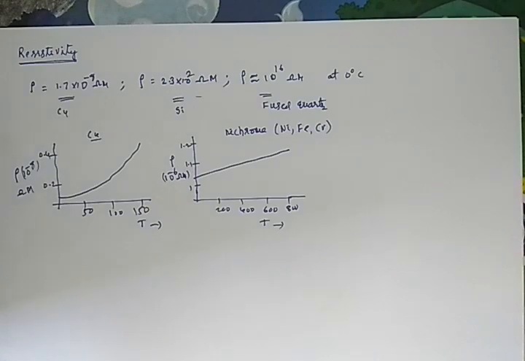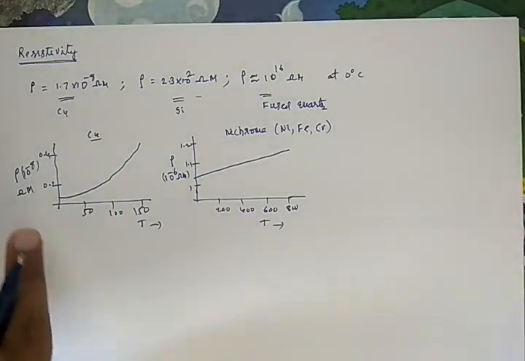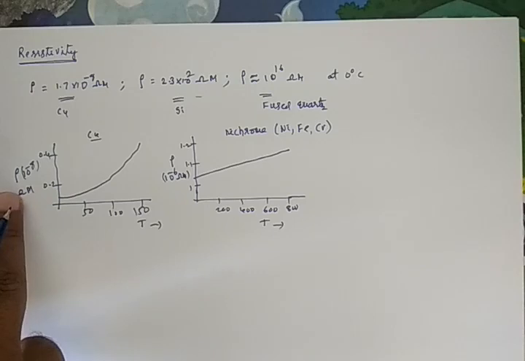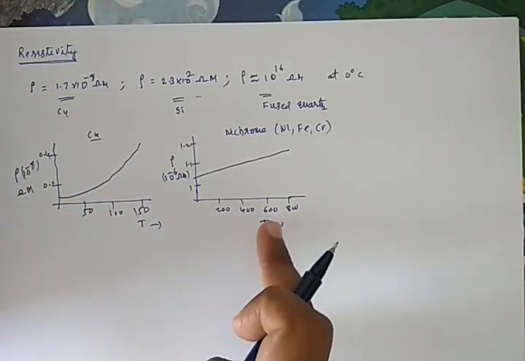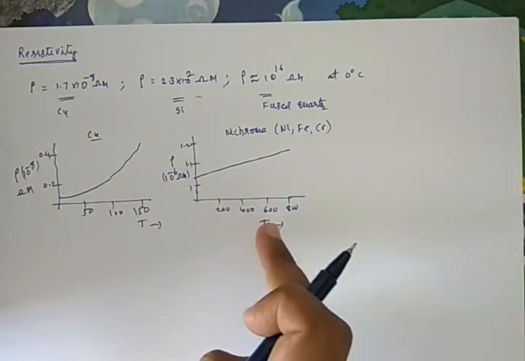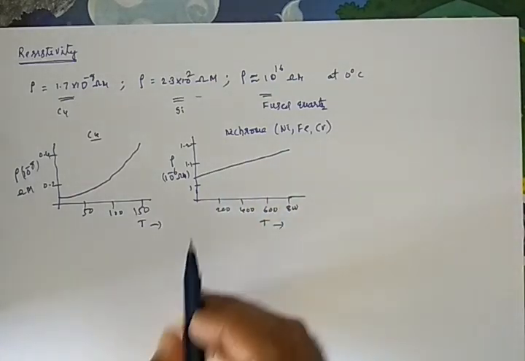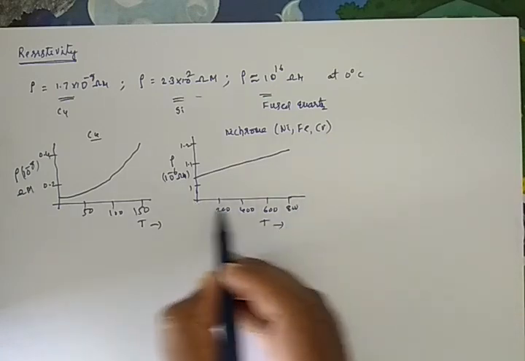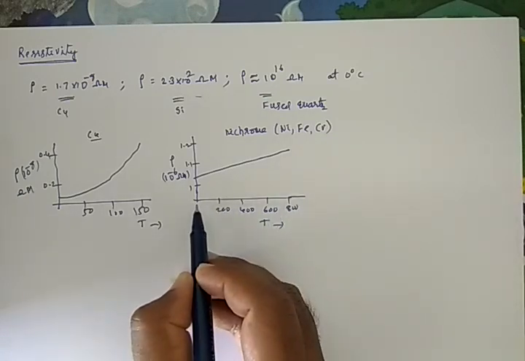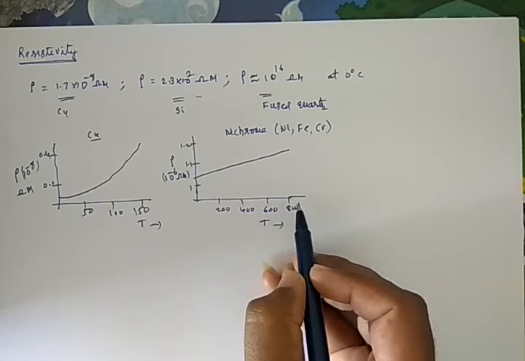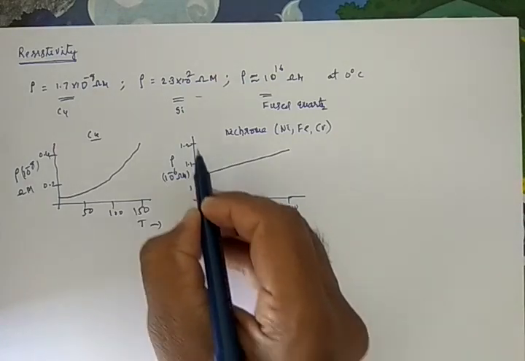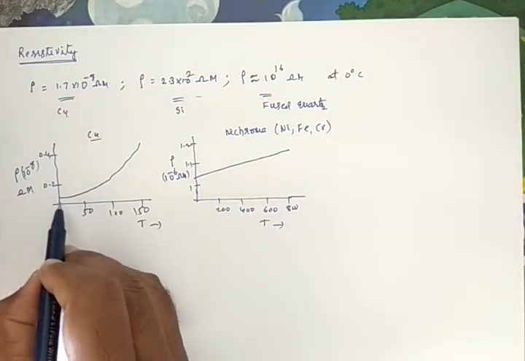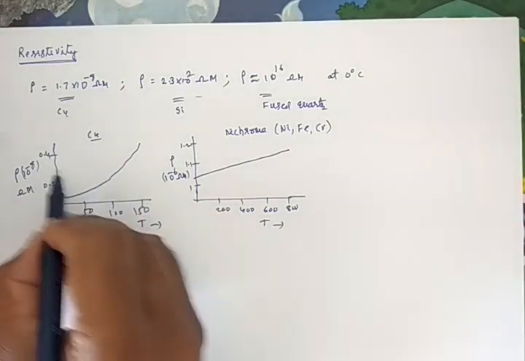Look at the difference between these two graphs. There is no linearity here, because specific resistance or resistivity is not changing linearly with temperature, and here the specific resistance is changing linearly with the temperature. Also the variation is very small over the high range. For example, if temperature goes from 0 to 800 Kelvin, the change in resistivity is very small. But here, when it goes from 0 to 150, there is a huge variation in the resistivity.